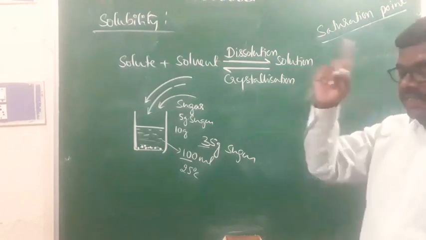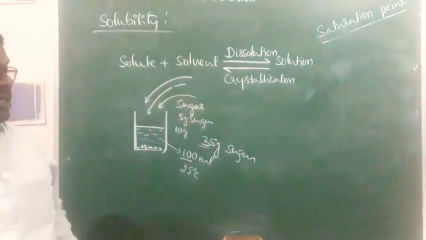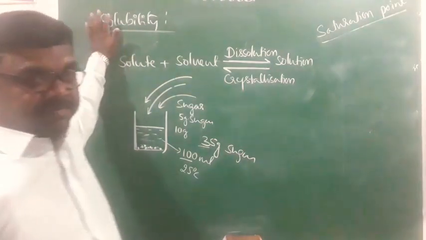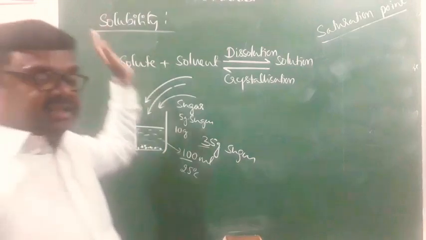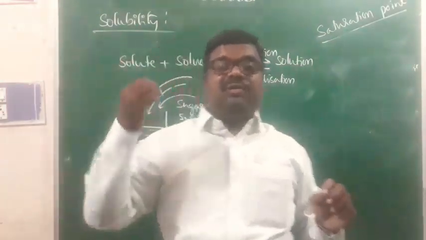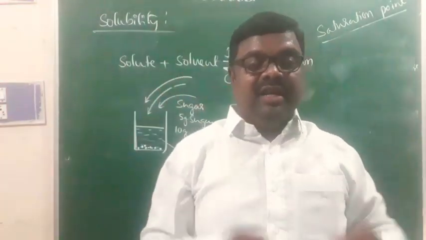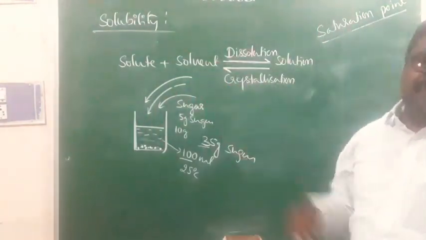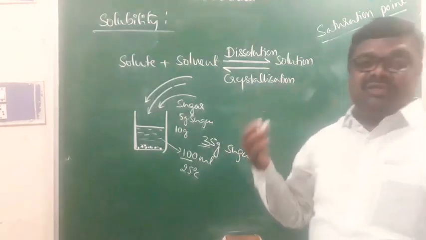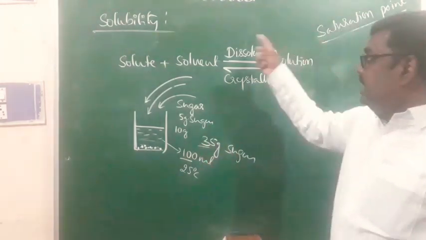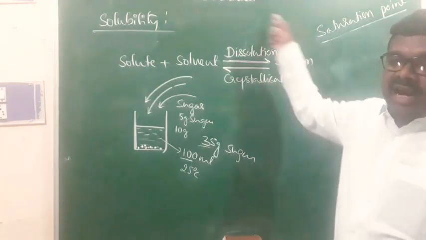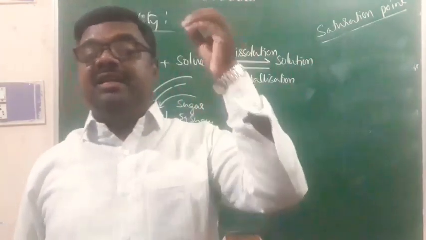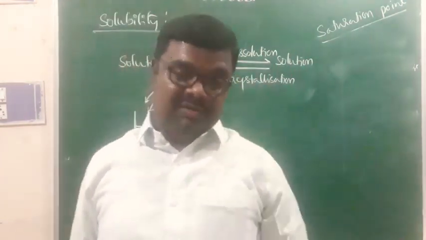Of course, at saturation point, the rate of dissolution is equal to the rate of crystallization, and there is an equilibrium between dissolution and crystallization. At that particular equilibrium, we can dissolve the maximum amount of solute in a given amount of solvent in order to prepare a saturated solution of that solute. That means when the rate of dissolution is equal to the rate of crystallization, at that stage you have prepared a saturated solution of the solute.